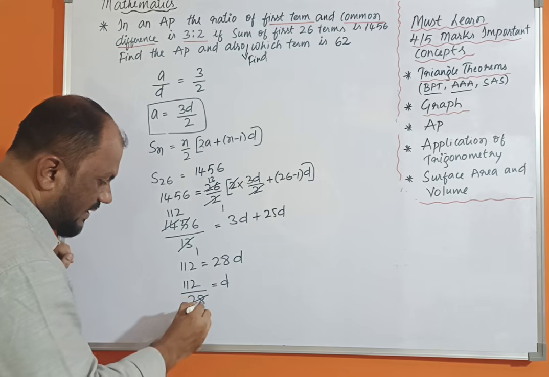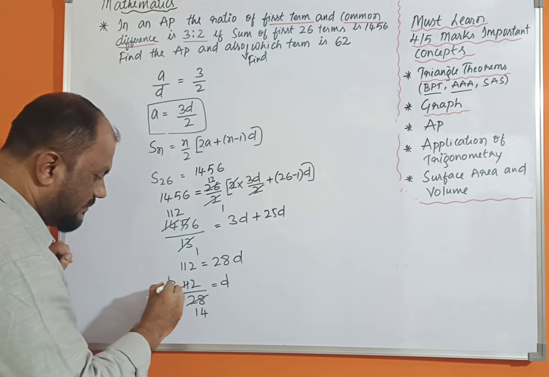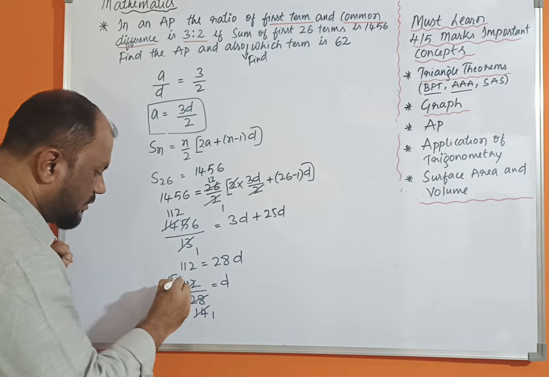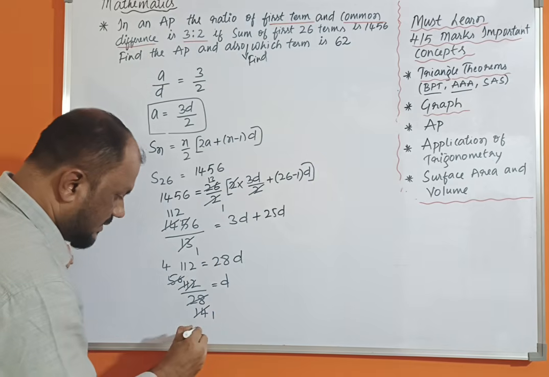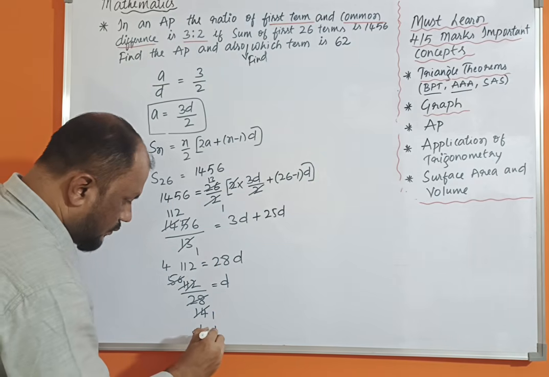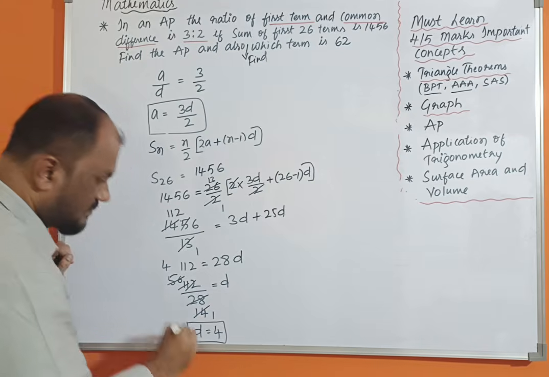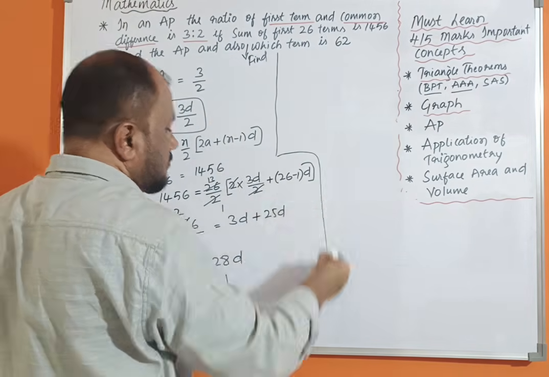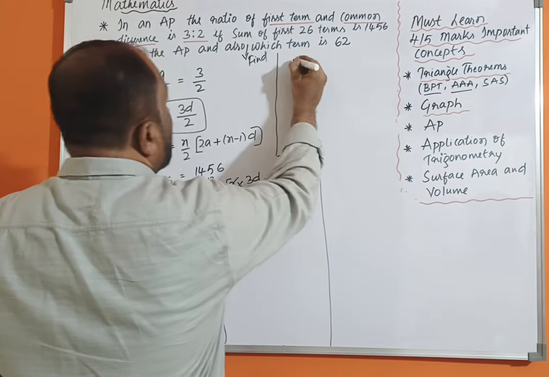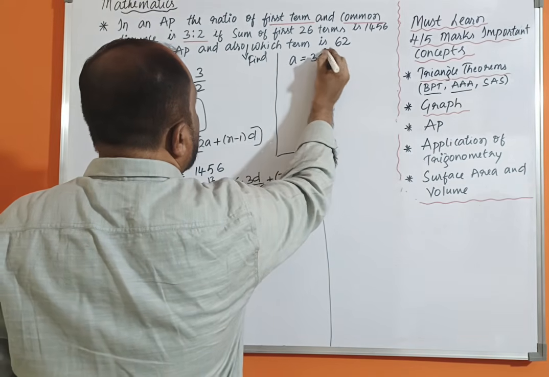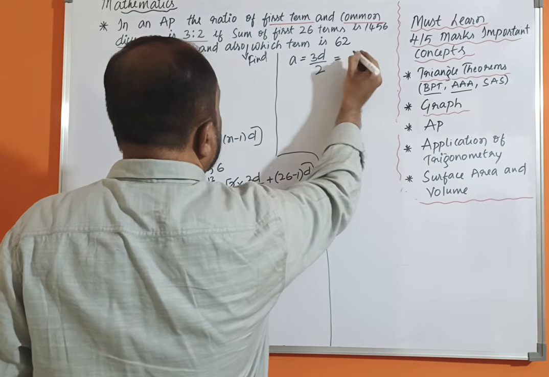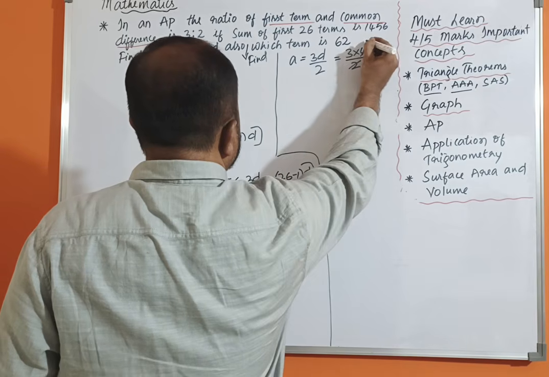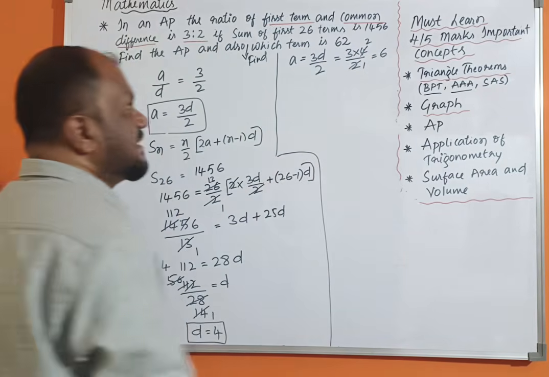Starting from 2: 2 one time, 2 4 times, 2 5 times, 2 6 times. Now 14 ones are 14, 14 fours are 56. D we got is 4. The value of D is 4. Now A is equal to 3D divided by 2. We substitute the value of D: 3 into 4 by 2, 2 one time, 2 two times. So the value of A is 6.